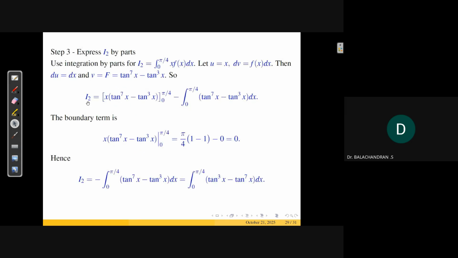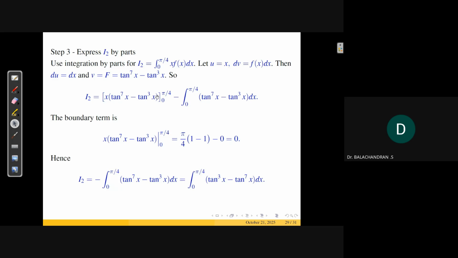So I2 is equal to, this integral is equal to u. U is what? x. V is tan power 7x minus tan cube x. Limit is from 0 to pi by 4. Minus integral v, v is again tan power 7x minus tan cube x, v du is dx. Okay.